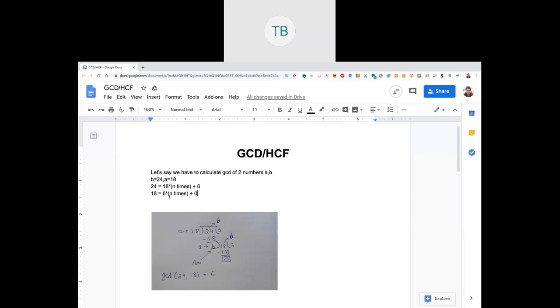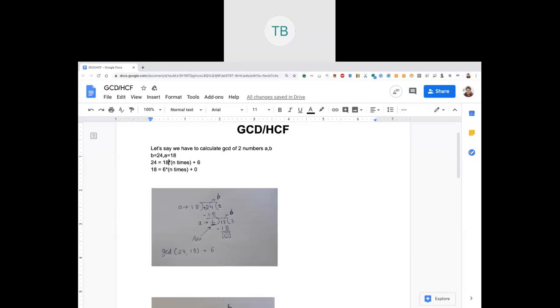Here also 18 equals 6 into n times. We will put this in, which will become 24 equals 6 into n times plus 6, which will become 24 equals 6 into n times, and we can say that 24 is also a multiple of 6. So here the GCD is 6.